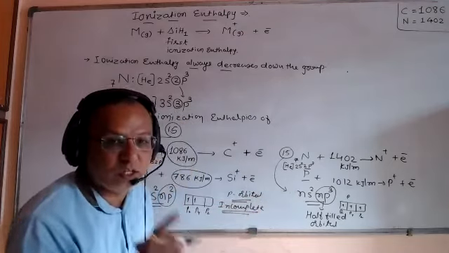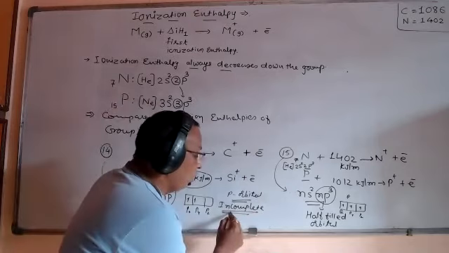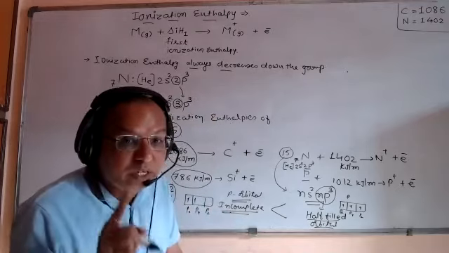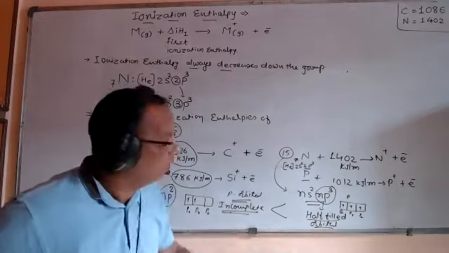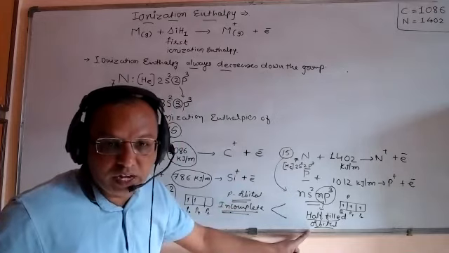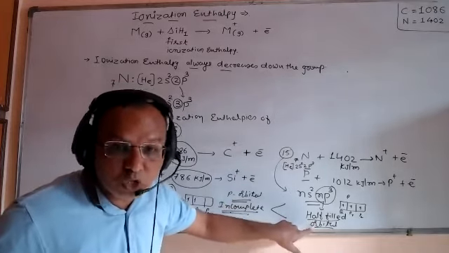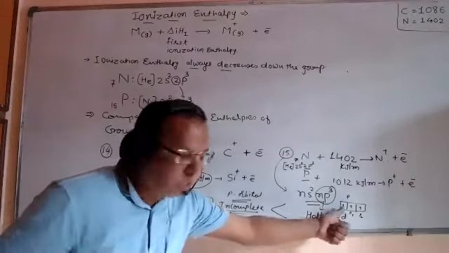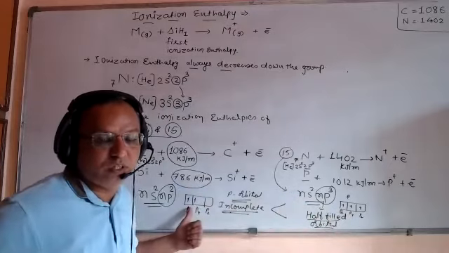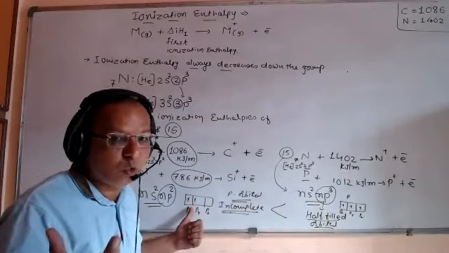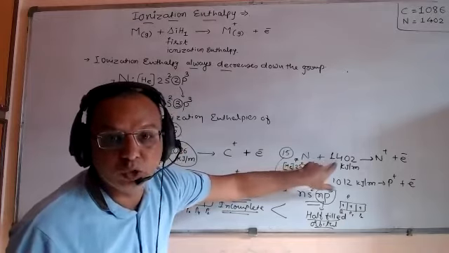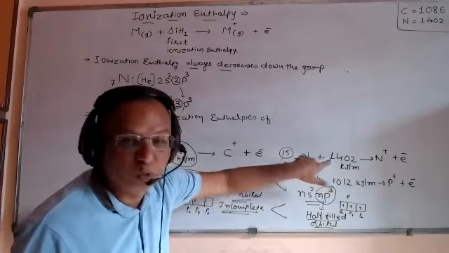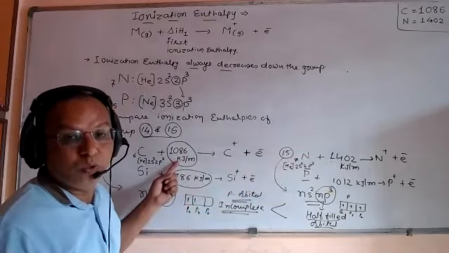Always, as you learnt in your lower classes, incomplete orbitals are less stable than either completely filled or half filled orbitals. Here, the p orbital is half filled, and that's why it is more stable. And that's why, friends, it is difficult to remove an electron from this electronic configuration compared to this. So this is the reason why nitrogen requires more energy, ionization enthalpy, to remove the electron compared to carbon.